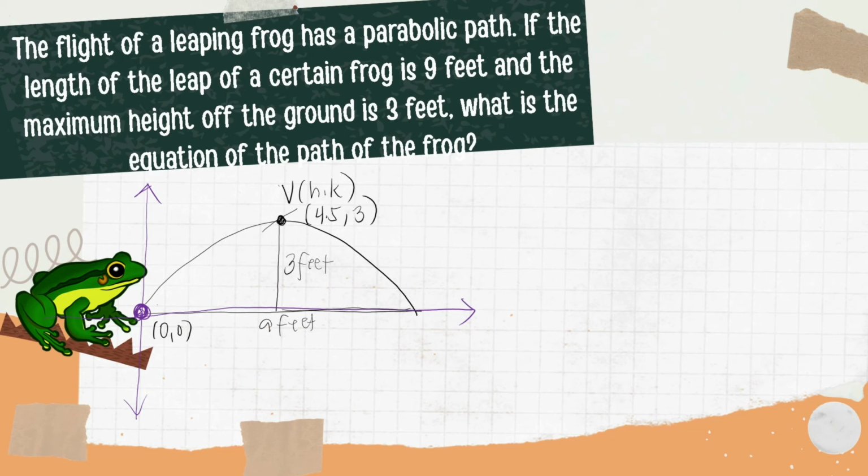And since that is a parabola opening downward, the standard equation is x minus h squared is equal to 4p times y minus k. We have values for h and k, so what's missing is the 4p. So, we have x minus 9/2 squared is equal to 4p times y minus 3. We are given h and k, so we need to find 4p.